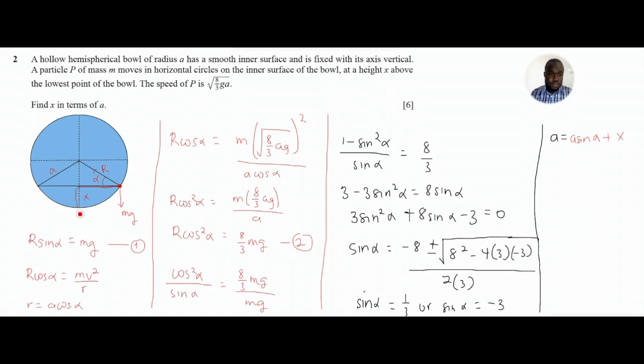So the whole of this distance, which is a, should be equal to this, which is a sine of this angle plus x. So since we want x in terms of a, we are going to rewrite this as x is equal to a minus a sine alpha. This should give us a(1 minus sine alpha), and that gives us x equals 2/3 a. So that's it.